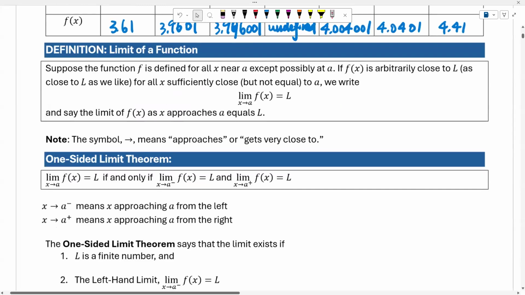Now, let us talk about the one-side limit. It says that the limit of f of x as x approaches a equals L if and only if the limit of f of x as x approaches a from the left side equals L, and also the limit as x approaches a from the right of f of x equals L. So this is the idea about the one-side limit. How does this work out in the problem?